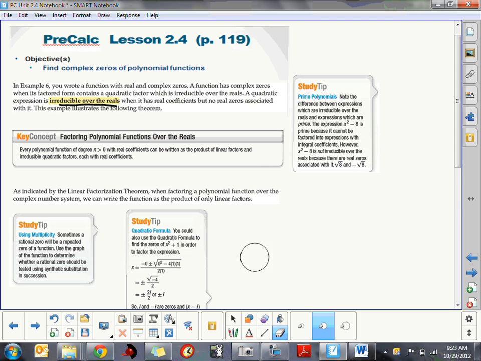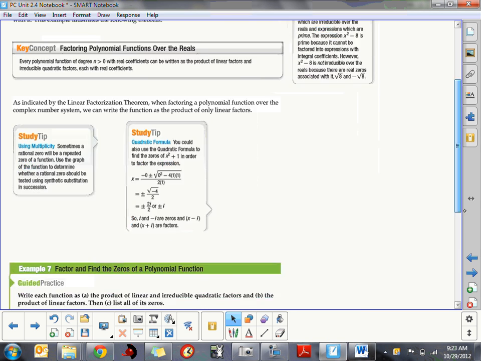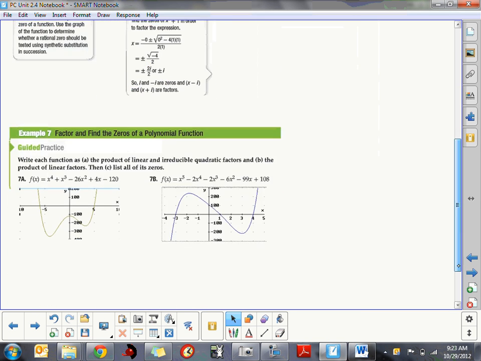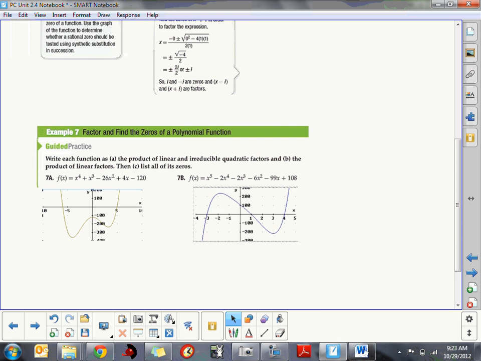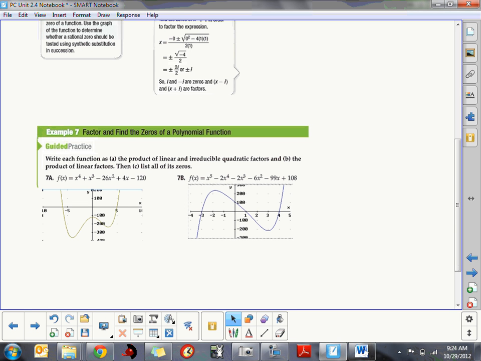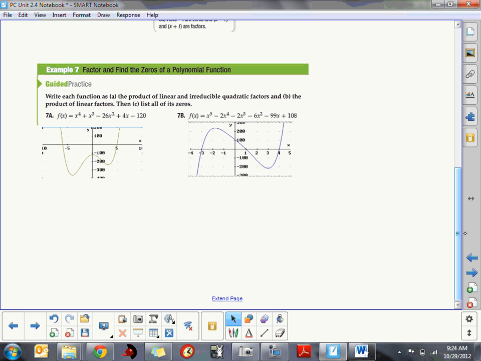They're going to ask us to factor these completely into linear functions and also to state the zeros of the function. So how are we going to approach such a big task? Well, we're going to use technology to help us out. First of all, we're going to look at 7a. And in 7a, they've asked us to write the function as a product of linear and irreducible quadratic factors, and then a product of just linear factors, then a list of all of its zeros. So there's three things that we're asked to finish up in this problem.